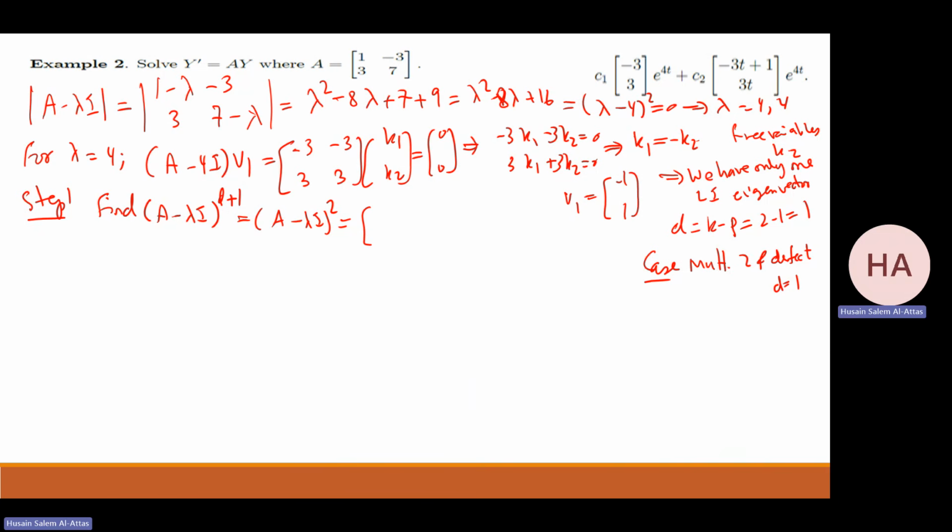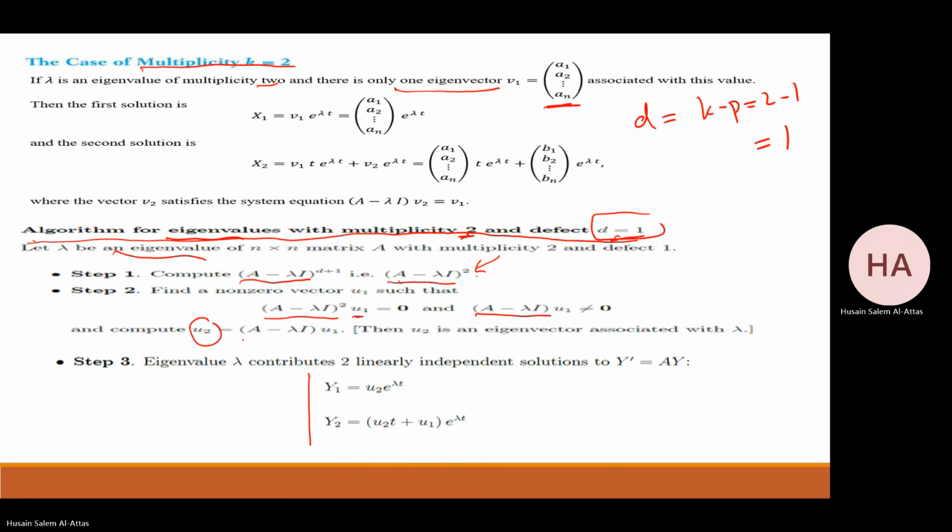My lambda is 4. So I have minus 3, 3, times minus 3, 3. Do the calculation, you get 9 minus 9, 0. 9 minus 9, 0. Minus 9 plus 9 is 0. So this is step 1. We find this. Step 2.